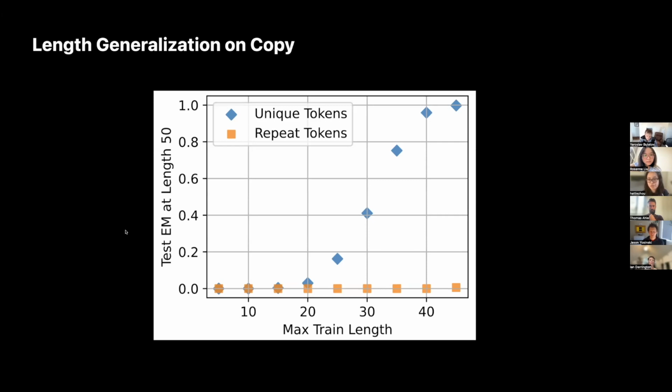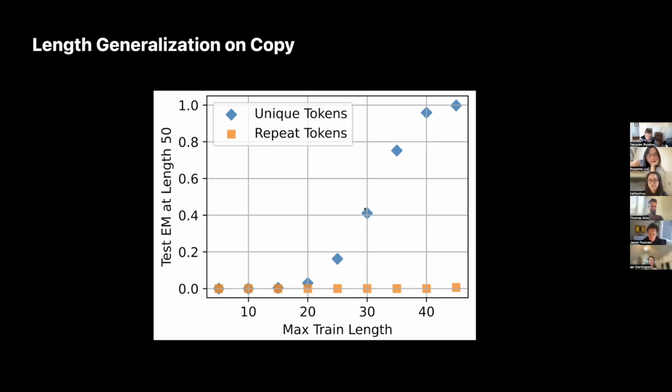And here's what the performance of the two versions look like. We're visualizing this a little differently now. We're plotting test exact match at length 50 on the y-axis. And on the x-axis, we're showing the maximum training length. So it's showing us at what point of training length the model could start to generalize on length 50. So the max here is 45.